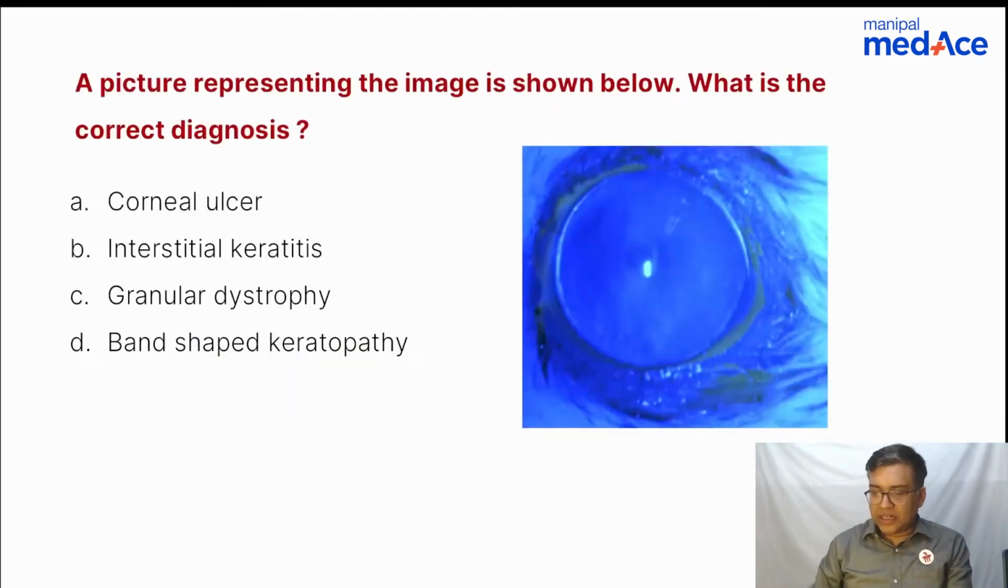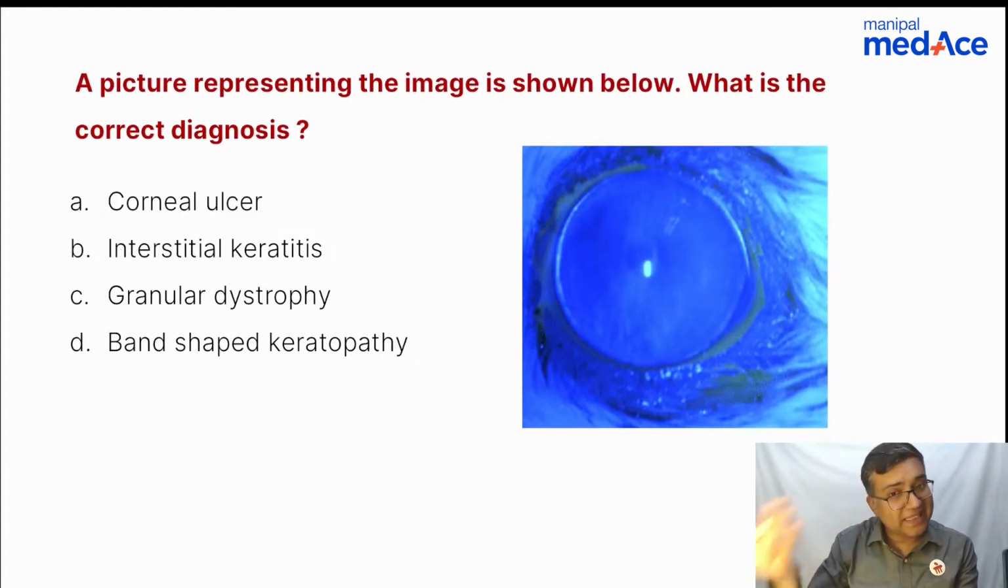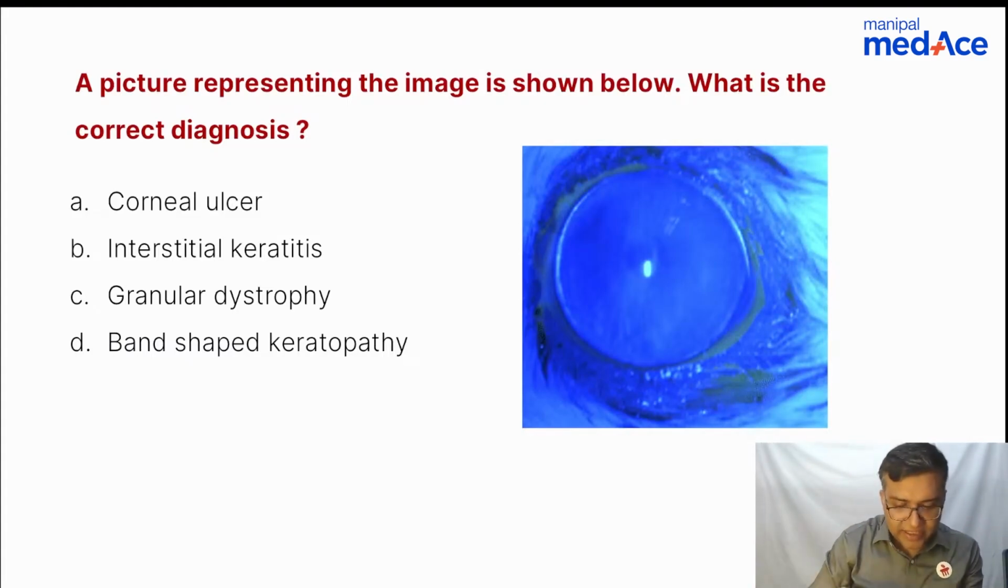Okay, so a similar question was asked where they have asked about the diagnosis. So here you are seeing that we are definitely doing it with the cobalt blue filter, but you are not getting any fluorescent dye based stain in the cornea. Okay, so that means there is no epithelial defect. So let's see various options.